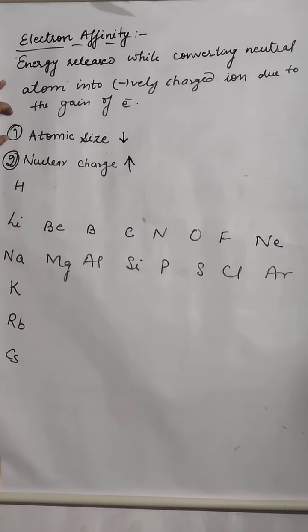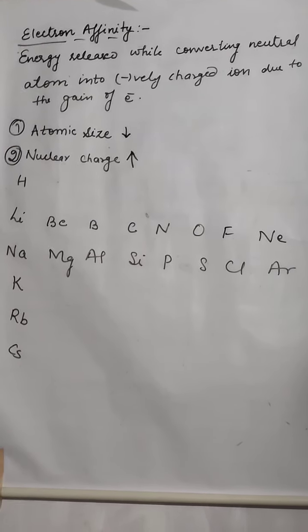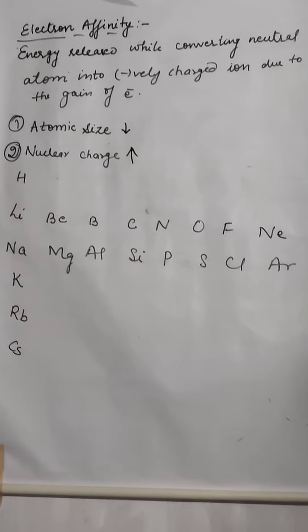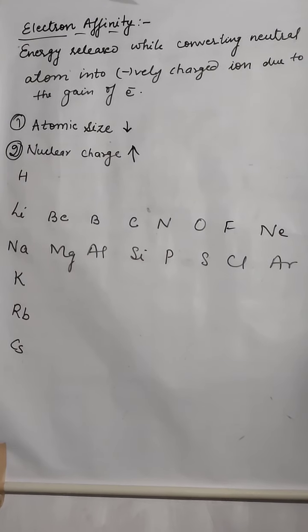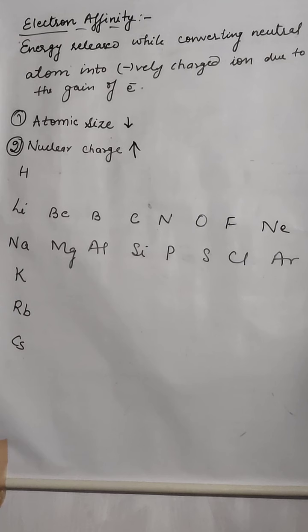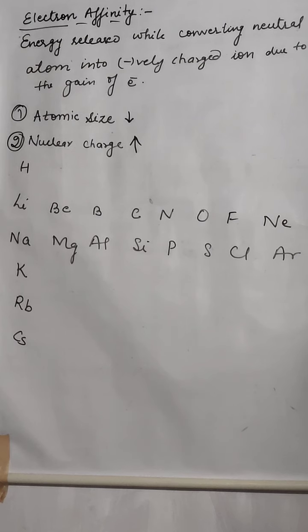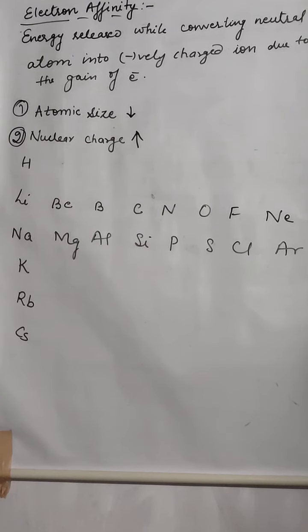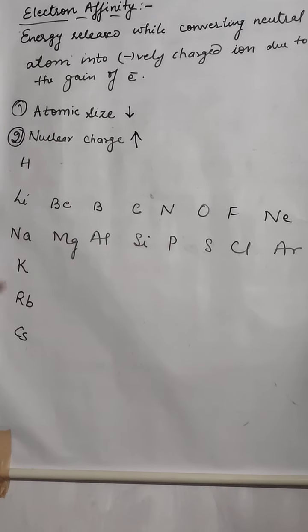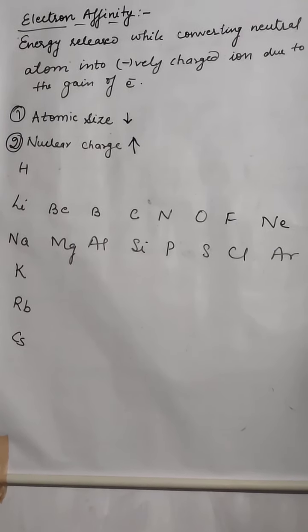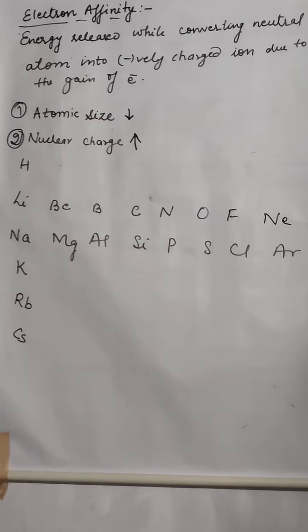And when we move down the group, atomic size increases and nuclear charge decreases. So attraction is decreasing, so the electron will not be able to enter easily, so energy will not be released easily. So when we move down the group, electron affinity decreases.